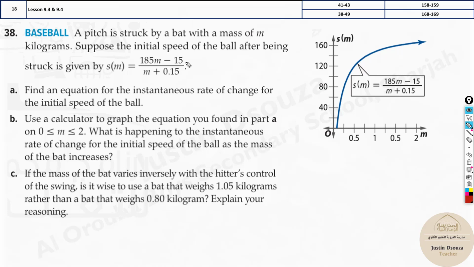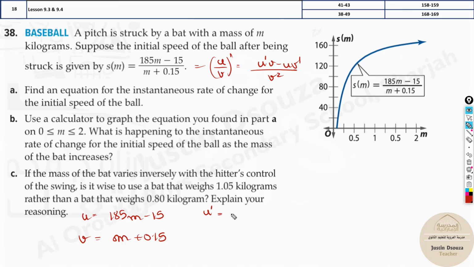Since it's quotient rule, there is a term above in the numerator and in the denominator. We have to recall the formula u divided by v. When you derive it, it becomes down will be v square, up above will be u dash v minus uv dash. Before solving this, let us write the given. What is the given? I mean, like in u and v terms, u is equal to 185m minus 15. V is basically m plus 0.15.